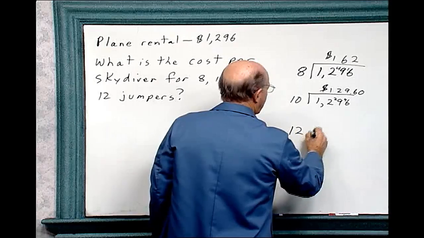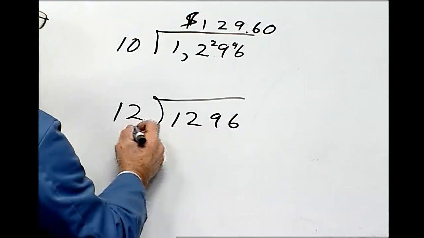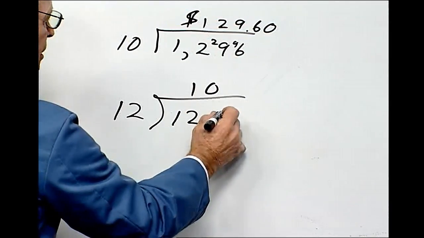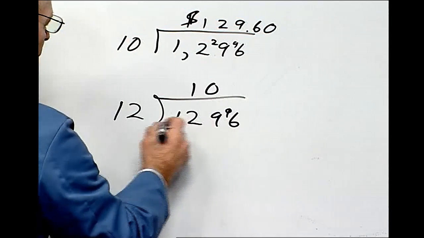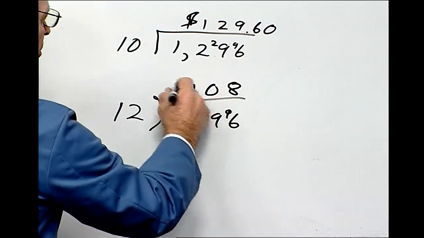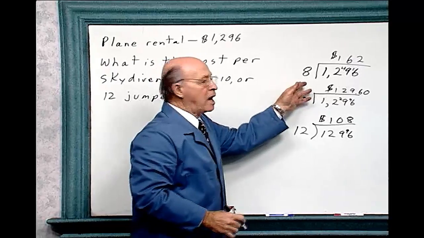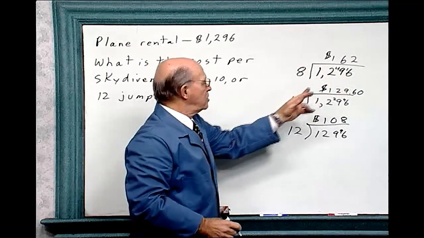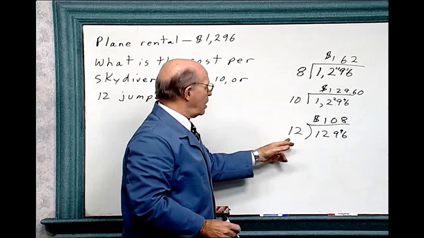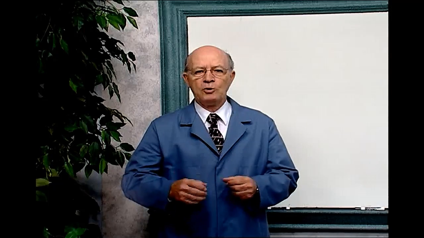And the last one is how much it would be for 12. So we take 1296 divided by 12. 12 goes into 12 once. Doesn't go into 9 at all, so it's 0, and that carries the 9. 12 goes into 96. That would be 8 times. Nothing remainder. So for 8 skydivers, it would cost $162. For 10 skydivers, it would be $129.60. And for 12, it would be $108.